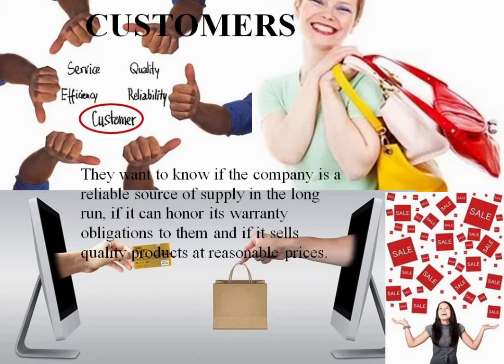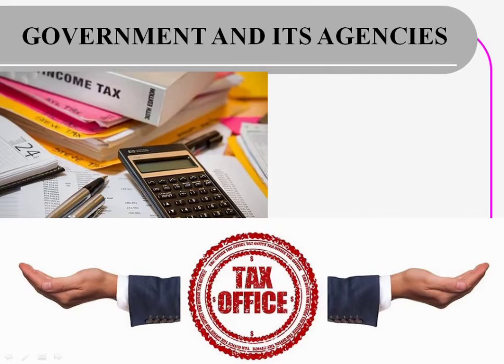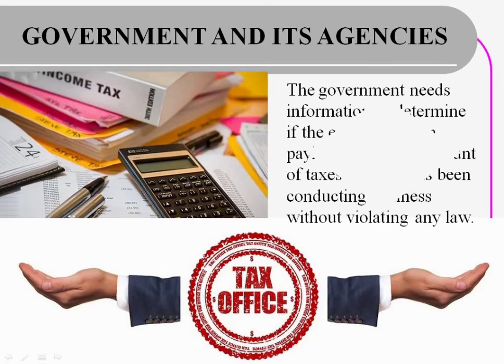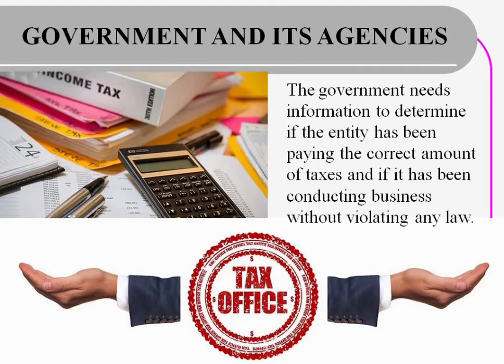Not to be outdone as a stakeholder, an external stakeholder, is the government, because it needs funds to use for the benefit of the public. That's why it wants to verify if the business organization has been paying the correct amount of taxes. Likewise, the government wants to find out if the entity has been operating in accordance with all other applicable laws.